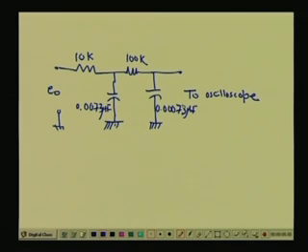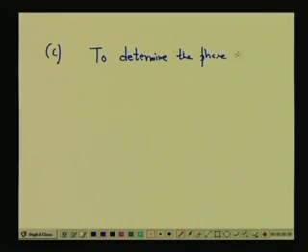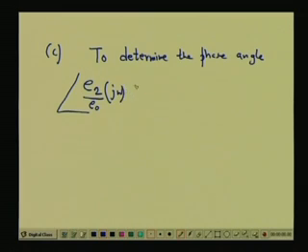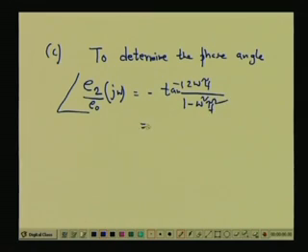Now, the third part, the part C, we have to find the phase angle. So, let us do that problem. Let me take a new page. The solution to part C of problem 21.1. To determine the phase angle, E2 by E naught, j omega, is minus tan inverse of 2 omega tau f upon 1 minus omega square by tau f square. So, this will give you minus 25.8 degree, right.